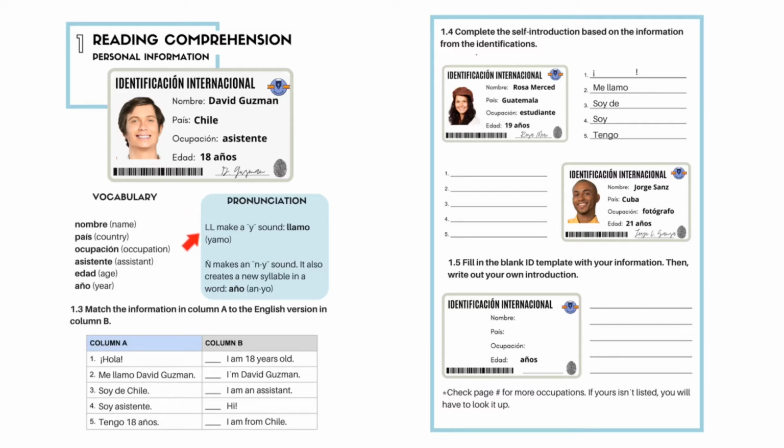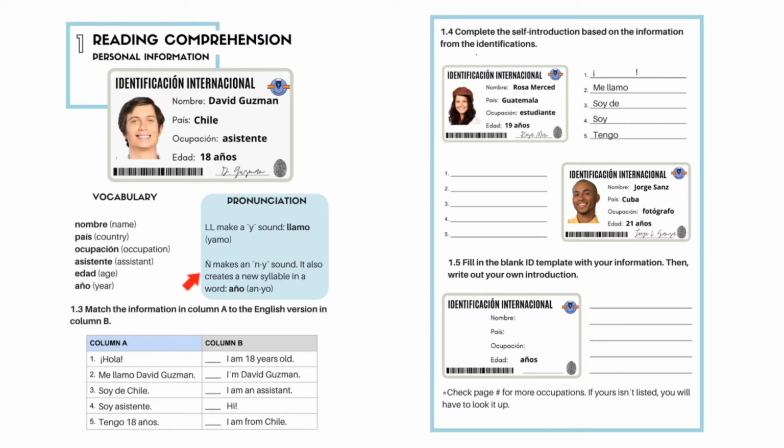The double L in Spanish, when two L's are back to back, it's going to make a Y sound. So when you say llamo, like me llamo Sarah, it actually sounds like you're saying it with a Y. And then the N, the line above it, makes an NY sound.